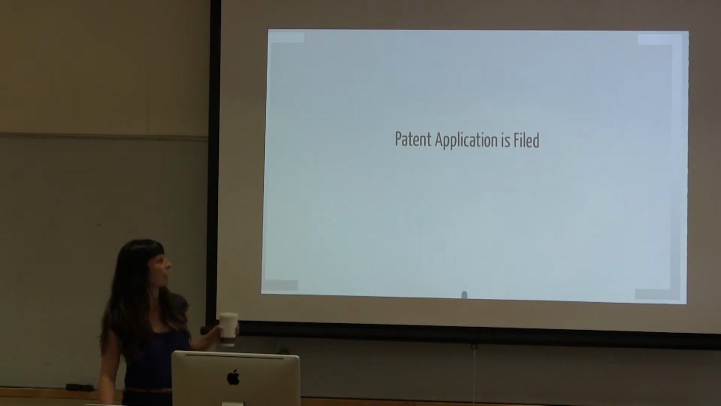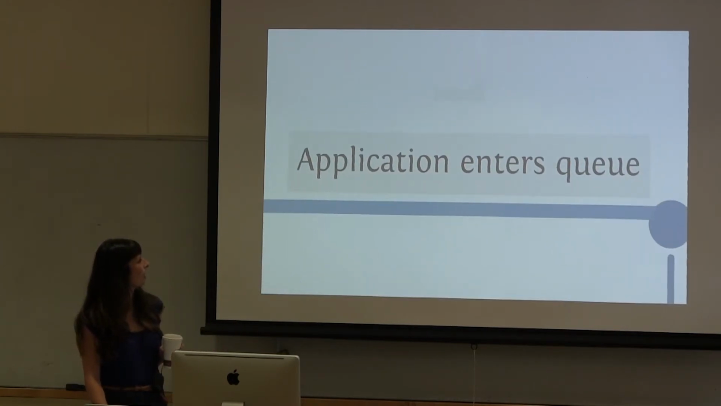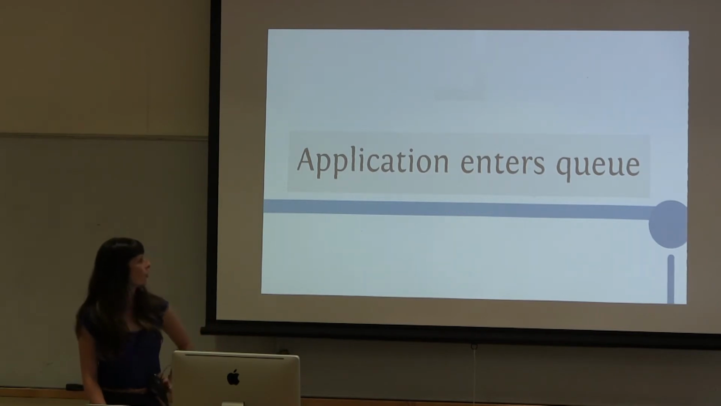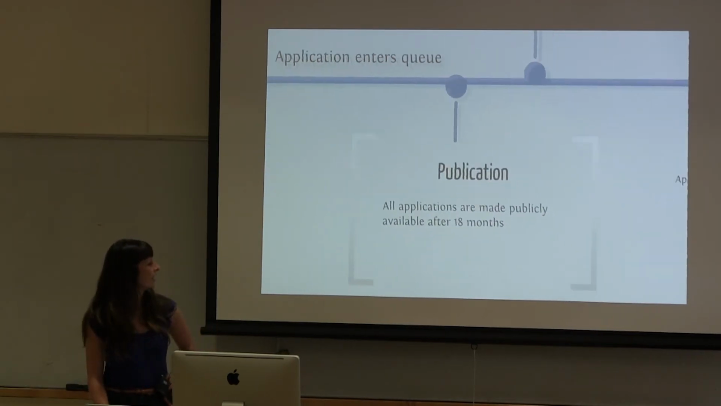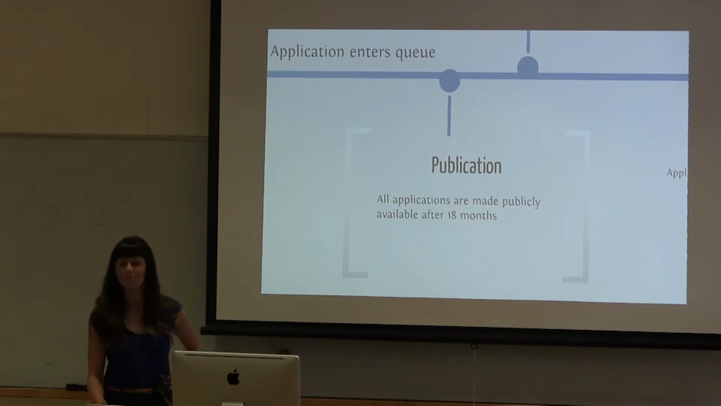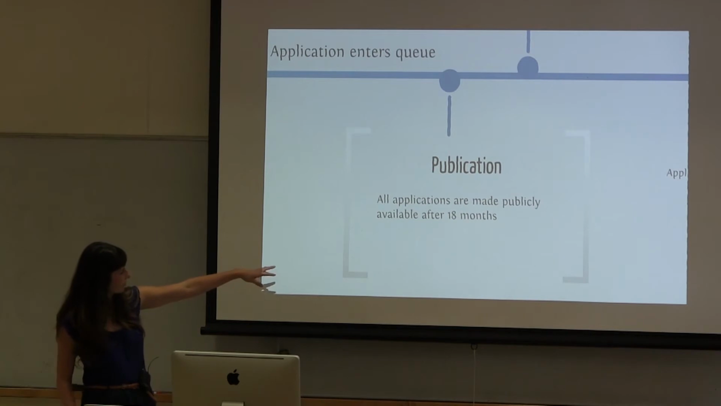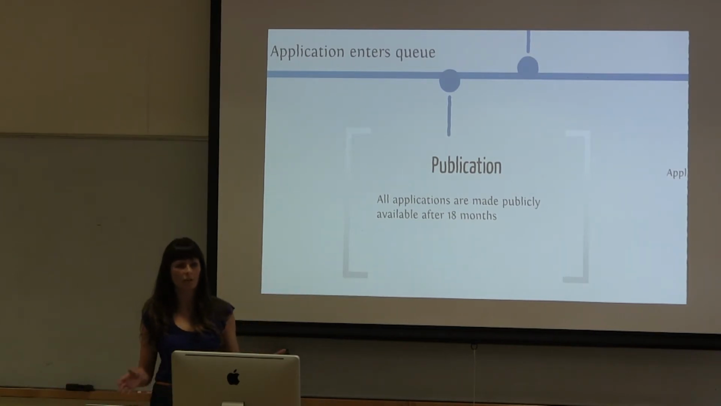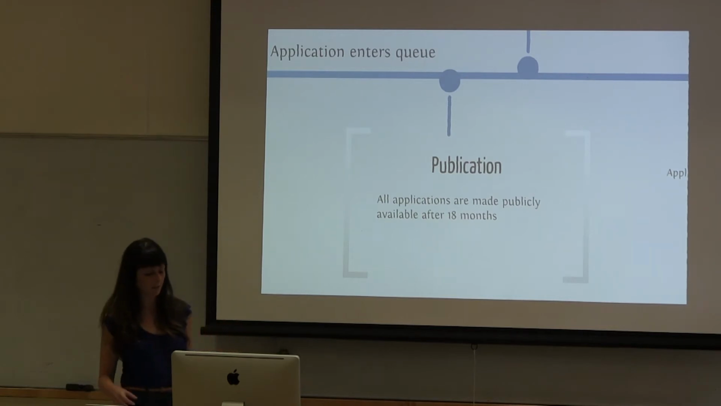So your patent application is filed, and then it enters this queue, and this is about an 18-month line to just get a response. But after this 18 months, then it's published, and so everyone can see it. So it's published every Tuesday. Everyone can read all 6,000 plus patent applications that are posted on the USPTO website.